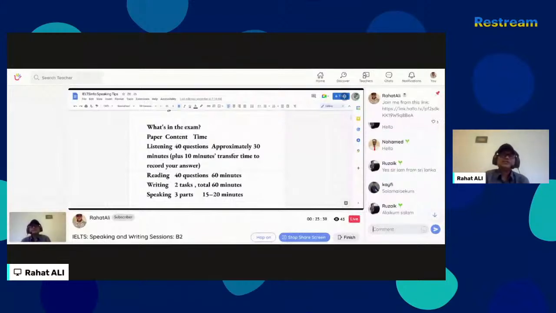Bear in mind that there is no negative marking for the wrong answers in the IELTS exam, which is the amazing part. So you don't have to be worried even if you make mistakes in your answer, and no marks will be deducted. You will get zero, but not any minus marking.